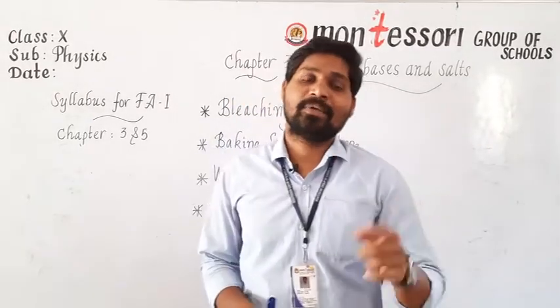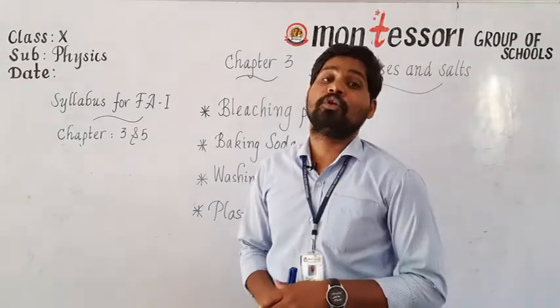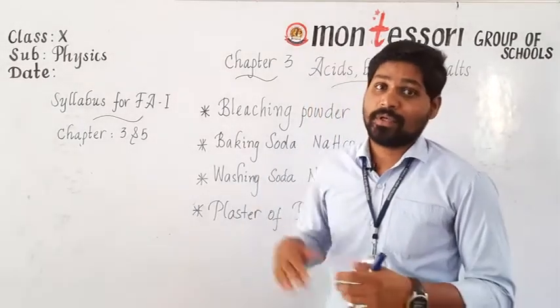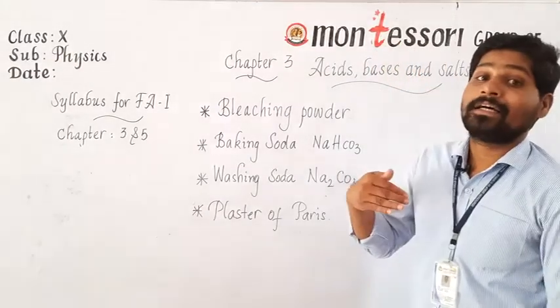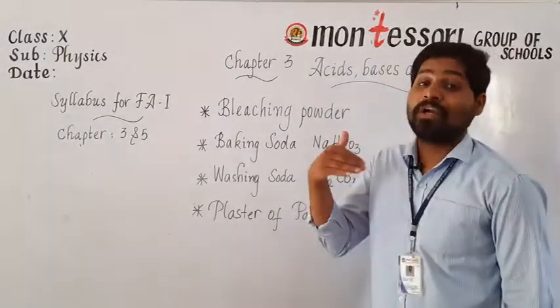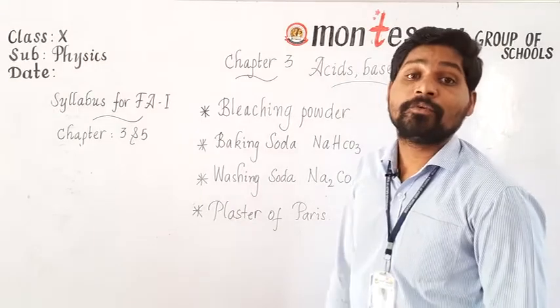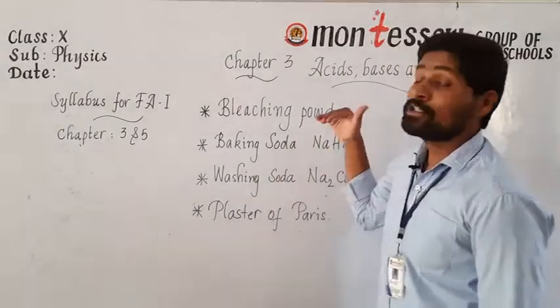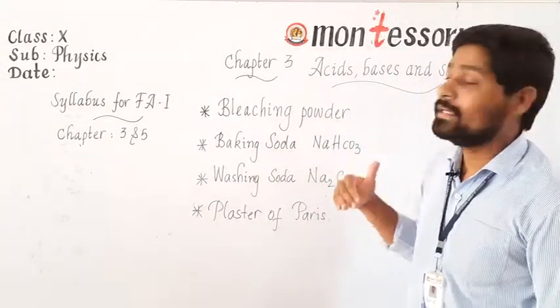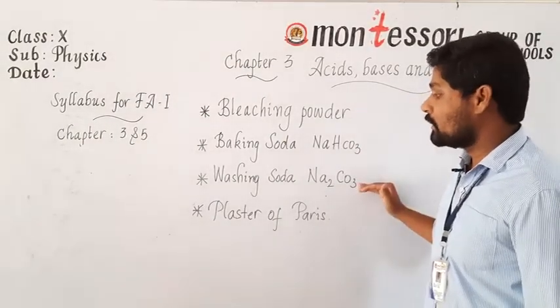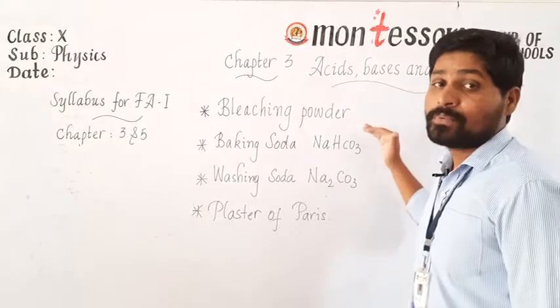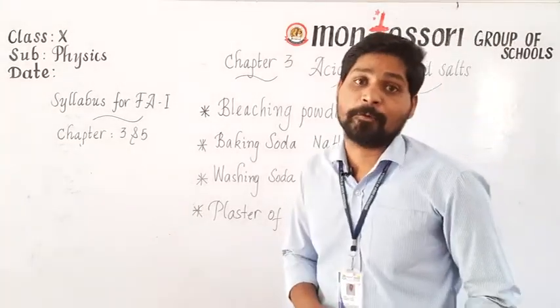In the last class, we concluded up to the family of salts. So in this video, we are going to discuss the chemicals that we get from sodium chloride, like sodium hydroxide, chlorine, bleaching powder, baking soda, and washing soda. Is it clear? These are the things we are going to discuss in this video.